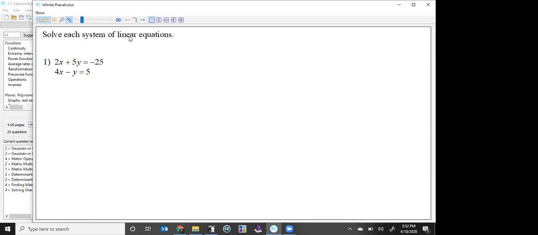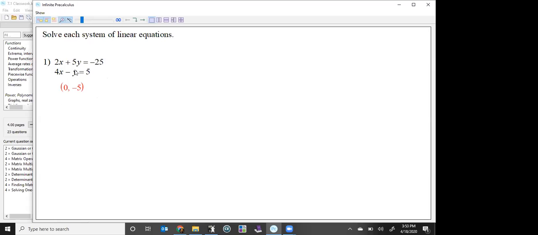It says solve each system of linear equations. Well, you learned how to do this way back in Algebra 1. That's where you use substitution, elimination, or graphing. Well, we're going to introduce another way, and that's with matrices. We're going to solve this system of equations with matrices. Now I'm going to start off by giving you the answer.